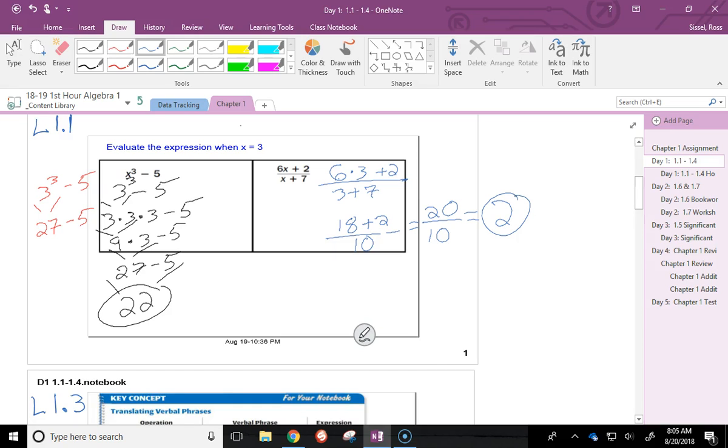We good on that? Who says no? Which part are we lost on? What's up, Brianna? Which part did you get lost on? I was doing the top part. Okay. Did you do 3 plus 2 first?